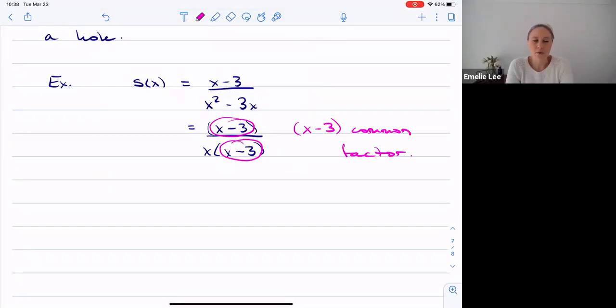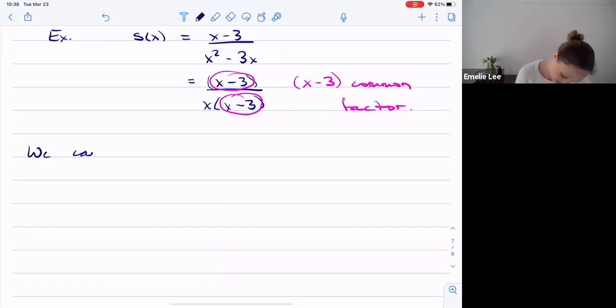So now what we can do is I can cancel these, that's allowed, right? We can cancel. However, we still need to make sure that I don't have x equals 3, because then I would be dividing by 0 in the denominator, right? Or I would have 0 in the denominator. So you can cancel these, but the domain still has to reflect the original function.